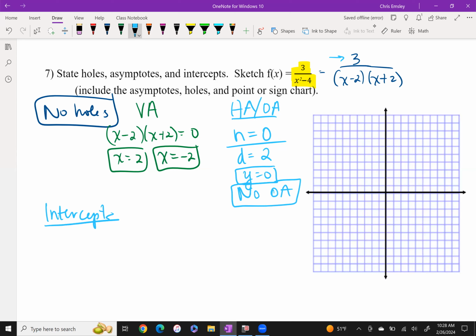Okay, I like to do y-intercepts first because they're usually easier. For our y-intercept, we're going to plug 0 in for x. So 3 over 0 squared minus 4. That is negative 3/4. So we do have a y-intercept at the point (0, negative 3/4).